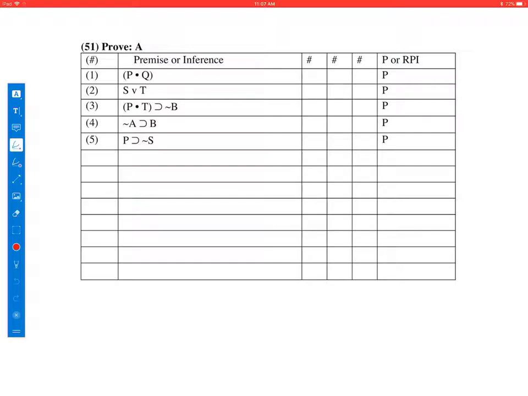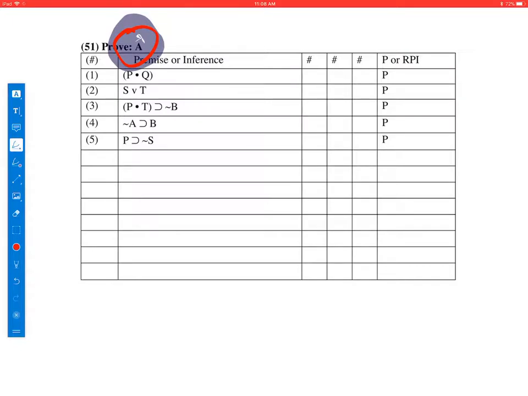We're continuing on with natural deduction with using the proper rules of replacement. Our problem here, we need to prove A.